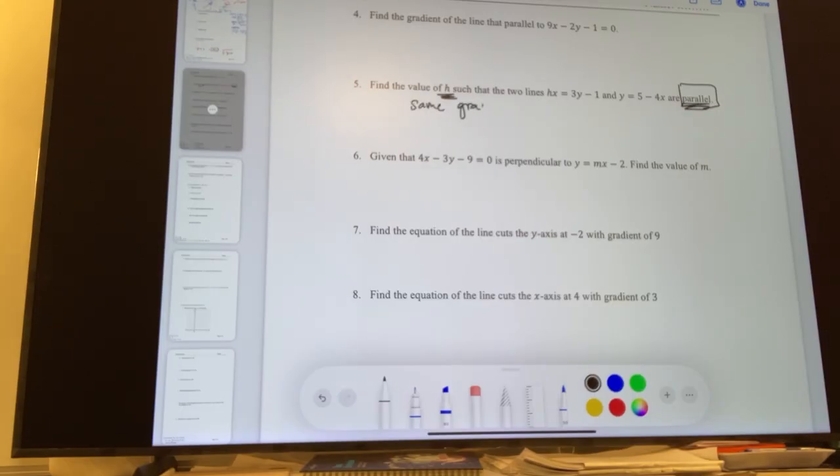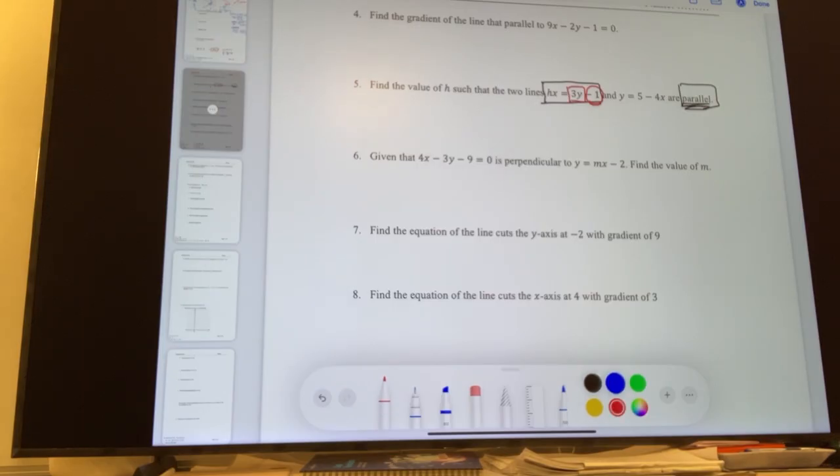Good. Okay, you have the same gradient. Parallel means same gradient. Can you find out the gradient for this term? Let's find out the gradient for that one. Can you make y the subject out of that equation? So I want to maybe think of the 3y as a subject to start with. Can you move the 1 away? So I need to move the 1 away. So that means rearrange the equation.